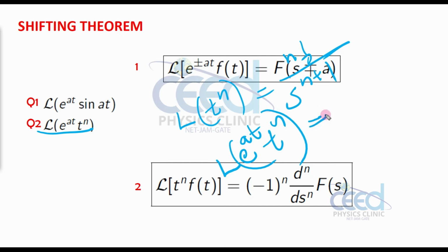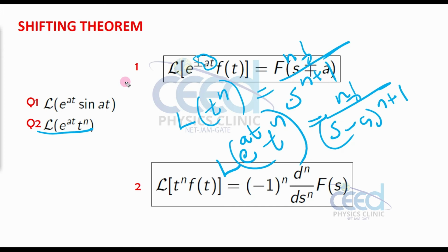Now if you multiply this by e raised to at, then as per the result, for the second case, exponential of e raised to plus at, this Laplace transform changes to f of s minus a. That means you have to replace this s with s minus a. That is n factorial divided by s minus a all raised to n plus 1. So this is a generalized expression.